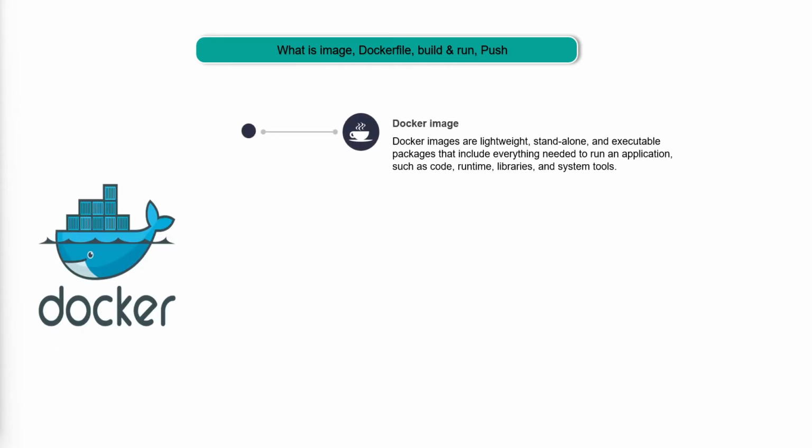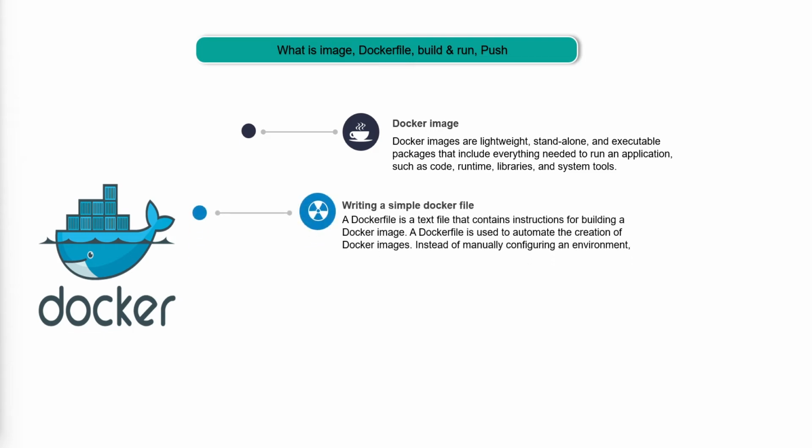Docker images are lightweight, standalone and executable packages that include everything needed to run an application, such as code, runtime, libraries, and system tools. Before we dive into writing a Dockerfile, what is a Dockerfile? A Dockerfile is a text file that contains instructions for building a Docker image. A Dockerfile is used to automate the creation of a Docker image instead of manually configuring an environment.